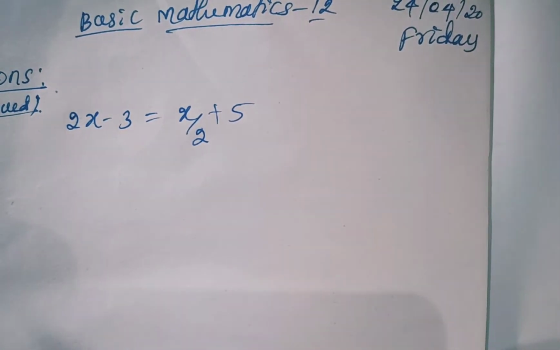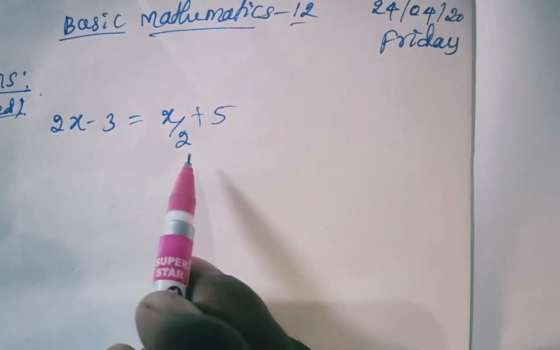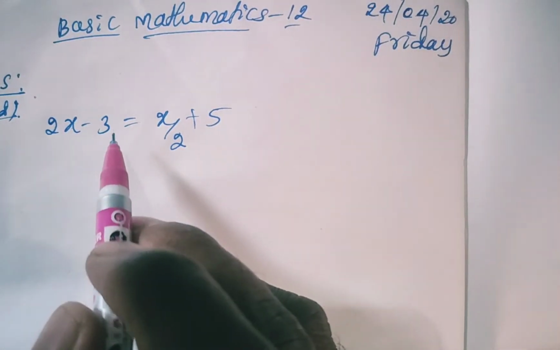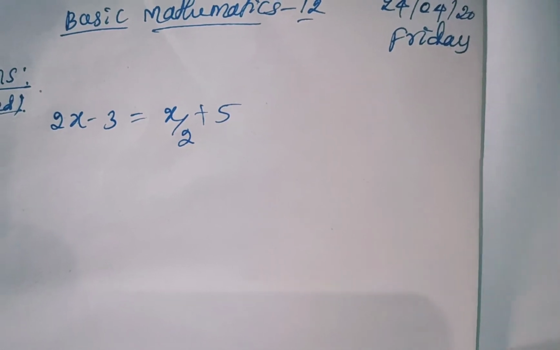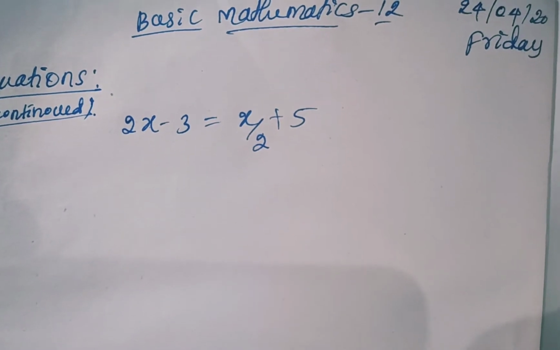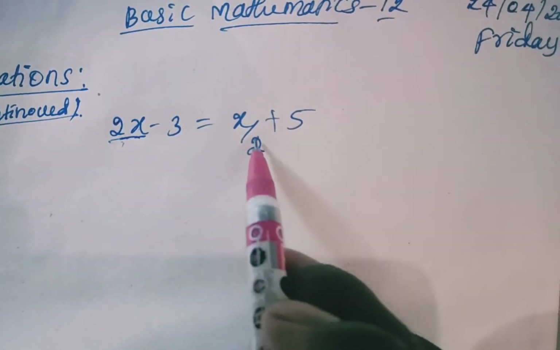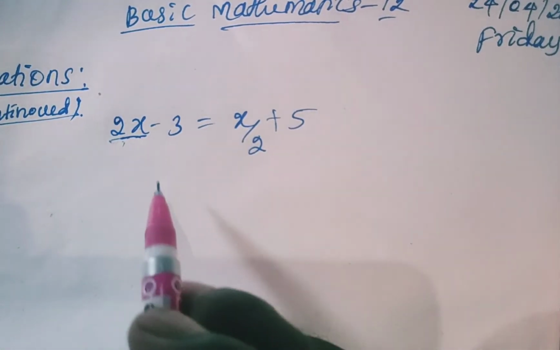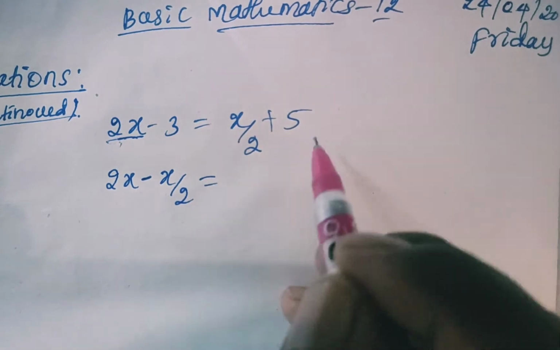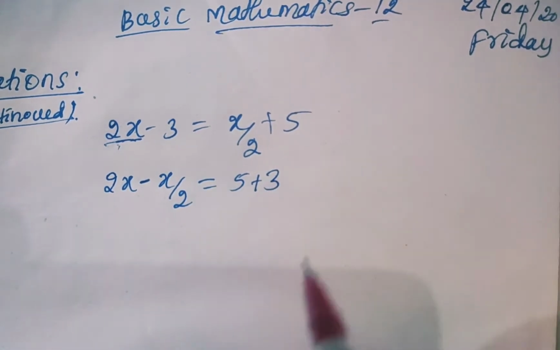See, in this case, most students, what you are doing actually, you are taking this to this side and you are multiplying this 2. But it is wrong. Here you cannot take this 2 here, because the first step is to take variables one side and constants another side. You just check the variables. Here 2x is there, here x by 2 is there. These are the variables. So I will take 2x here and minus x by 2, then is equal to 5. This minus 3, take this side, that becomes plus 3.